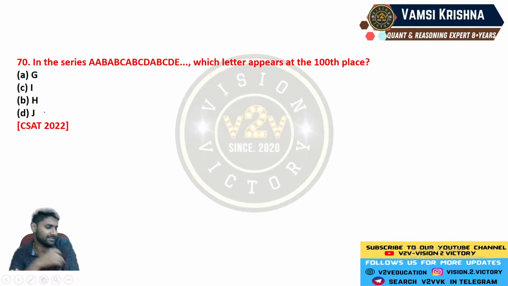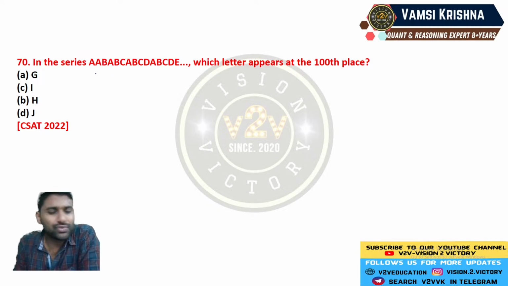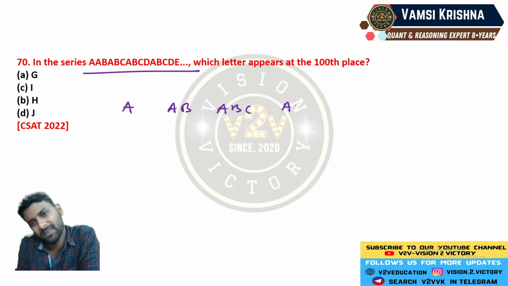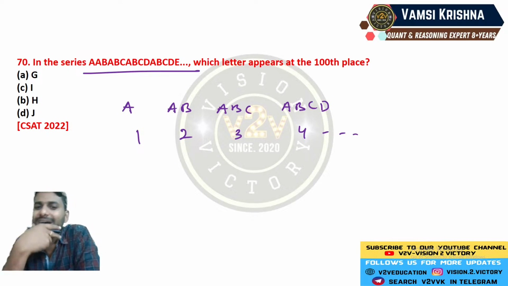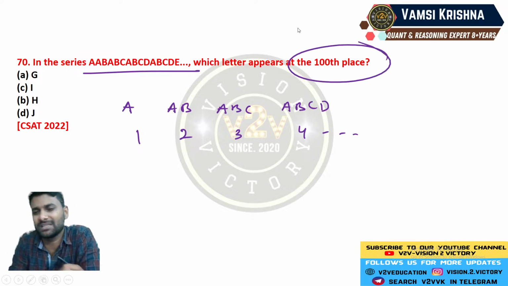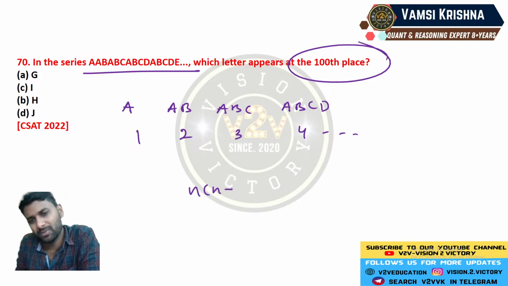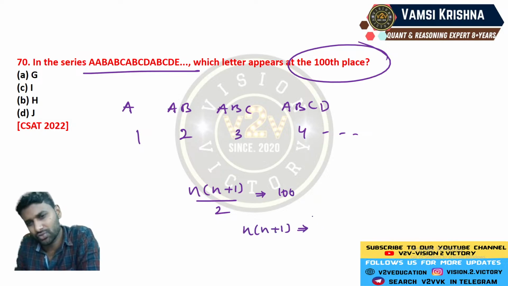Last question, the 70th. Now see, the way you observe this question is most important. A, AB, ABC, ABCD, like 1, 2, 3, 4. All these numbers are natural numbers. We want to identify what is at the hundredth place. Now the sum of natural numbers formula is n into n plus 1 by 2, equal to 100. So n into n plus 1 is equal to 200, right? So definitely n must be 13 into 14, divided by 2, which is exactly equal to 91.